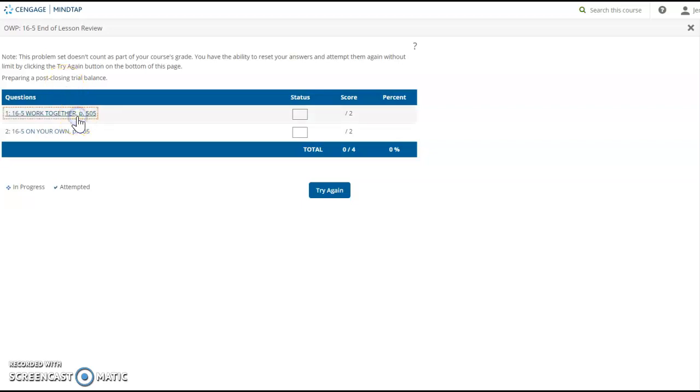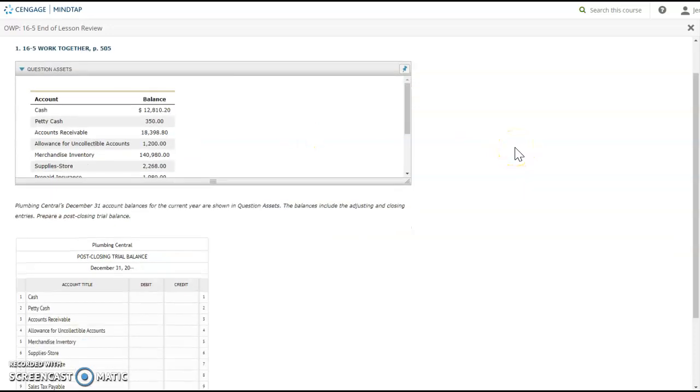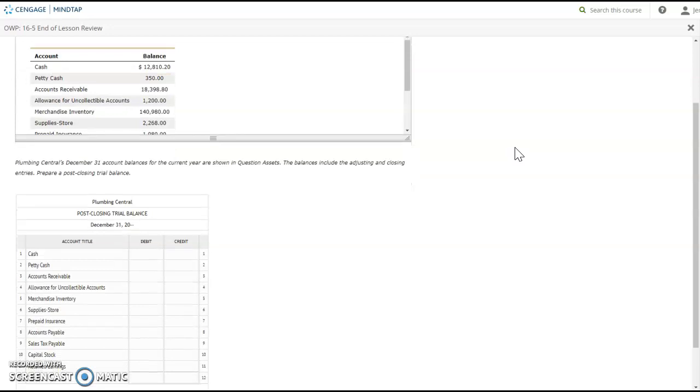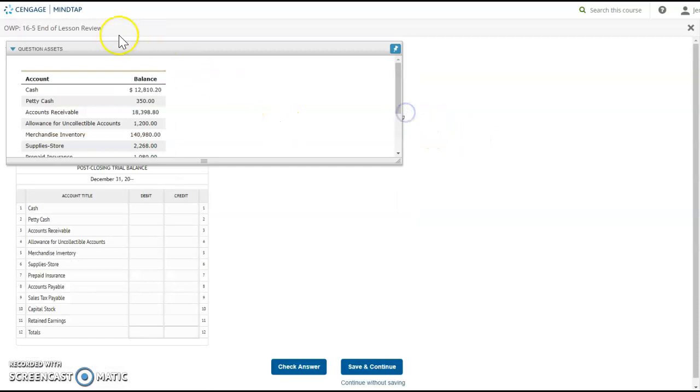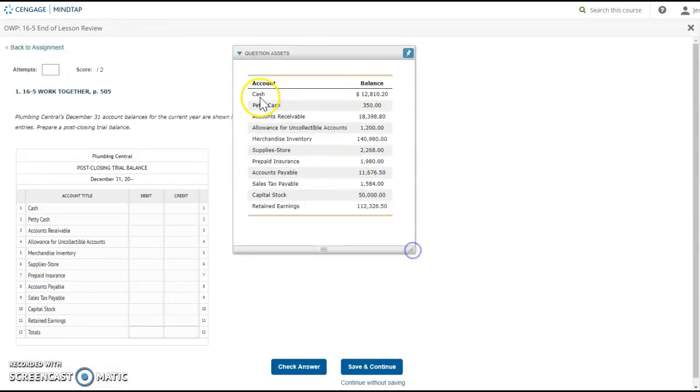This video is to go through 16.5 work together. So 16.5 work together says Plumbing Essentials December 31st account balances for the current year are shown in question assets. The balances include the adjusting and closing entries. We're going to prepare a post-closing trial balance. So I'm going to go ahead and unpin this and move this over here so I can see it all.